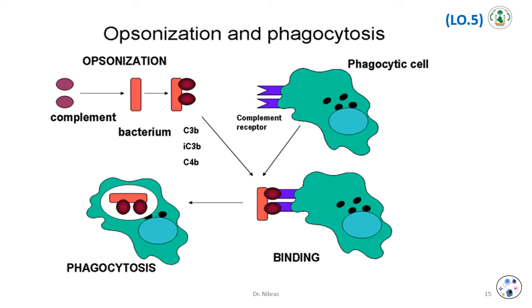Opsonization and phagocytosis. Here, each phagocytic cell has receptors for complement on its surface. When C3b and C4b bind on the bacterium surface as an opsonin, the phagocytic cell will recognize it through its receptor for complement and bind with this opsonin, leading to phagocytosis.